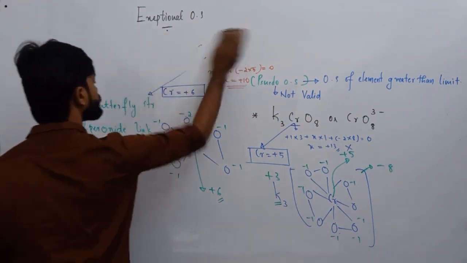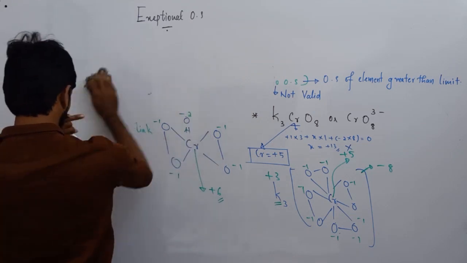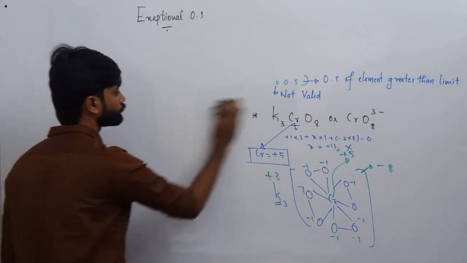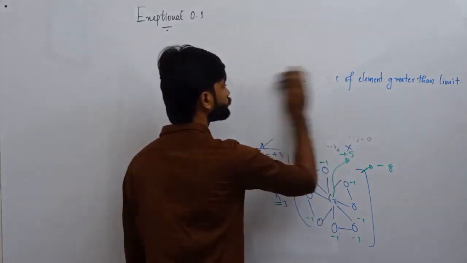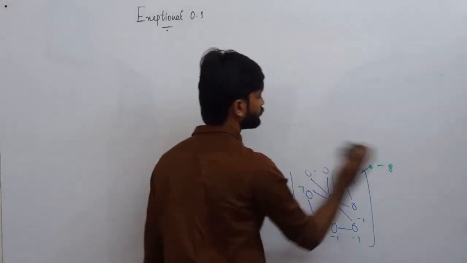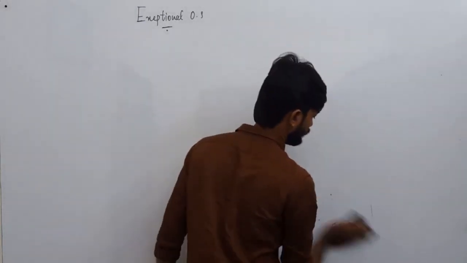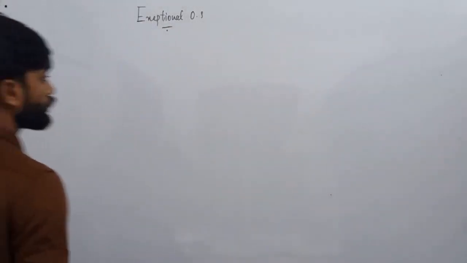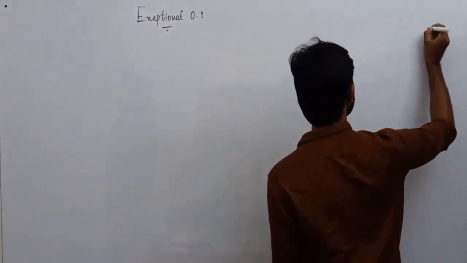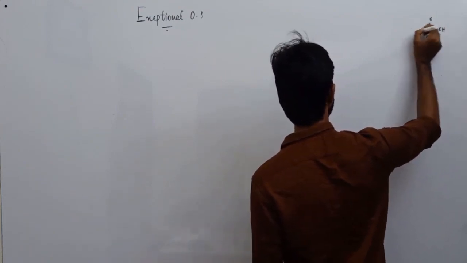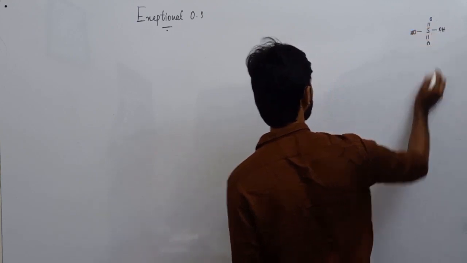The next example is Caro's acid. We know the structure of sulfuric acid, right? S double bond O, OH, OH. This is the structure of sulfuric acid. Agreed. It is already discussed.